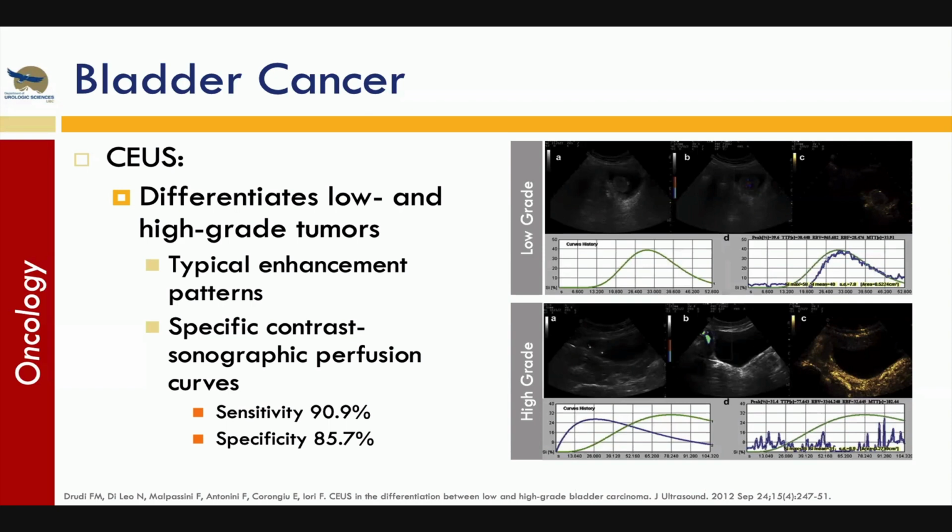And even though all these cancers are kind of hypervascular, these differential specific perfusion parameters can be helpful in differentiating the different grades of tumors with a pretty high sensitivity and specificity in this one trial that looked at it. And again, looking at the curves, they do look quite different. So I can see how that would be helpful in differentiating the grade of the tumor.